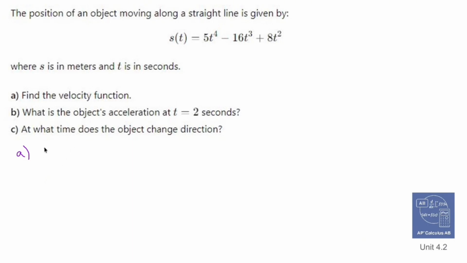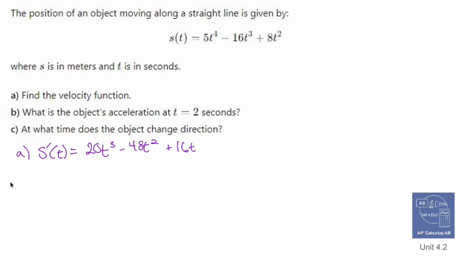So the velocity function is going to be s prime of t equals power rule, power rule, power rule. So drop down that 4, 20t to the third, drop down that 3, 48t squared, drop down that 2, 16t, and that's my velocity function. No harm, no foul. Easy peasy lemon squeezy.